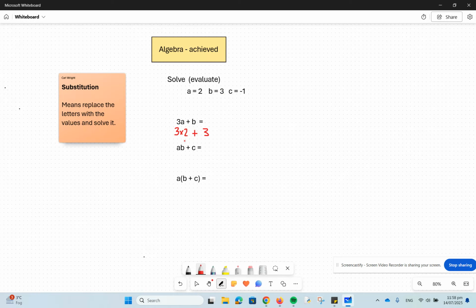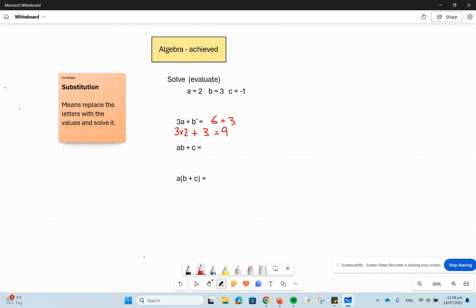So now I have to use my order of operations, and I have to do the times before the plus. So 3 times 2 is 6. Yep. Plus 3 gives me an answer of what? 6, 7, 8, 9. And so my answer, when I've evaluated it or solved it, is 9. So just remember, when you're substituting, you're actually solving it and getting an answer.